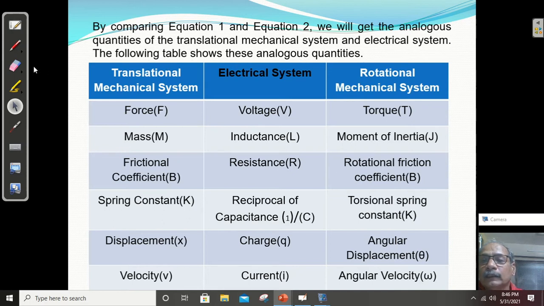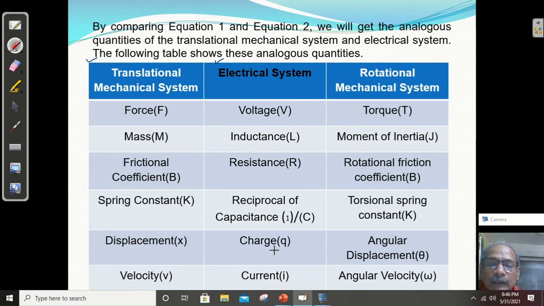So I have a translational mechanical system here and electrical system here. Here it was a force F, it will be replaced by voltage V. Mass is replaced by inductor. Frictional coefficient B is replaced by resistance R. Spring constant K is the reciprocal of capacitance, that is 1 by C.